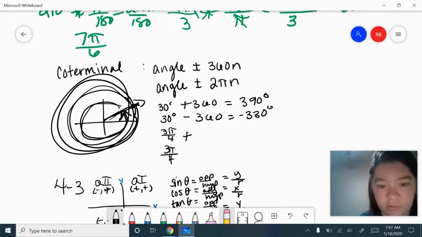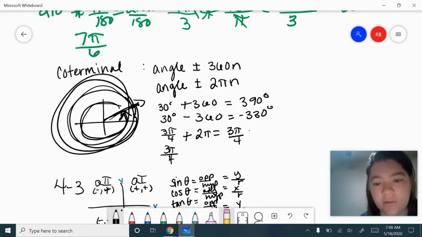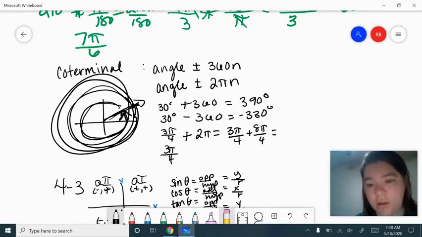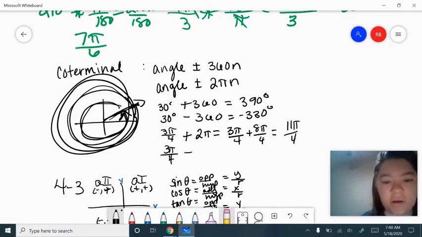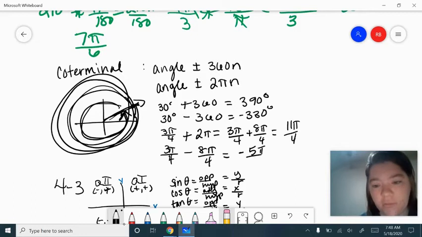So this is the same concept, but because we have 2 pi, we need to change it to a fraction. So 3 pi over 4 plus 8 pi over 4. If it was over 3, it would be 6 pi over 3. So we get 11 pi over 4 if we're adding. Again, it's 8 pi over 4, so I'm going to go ahead and write that now. And so we get negative 5 pi over 4 if we're subtracting.